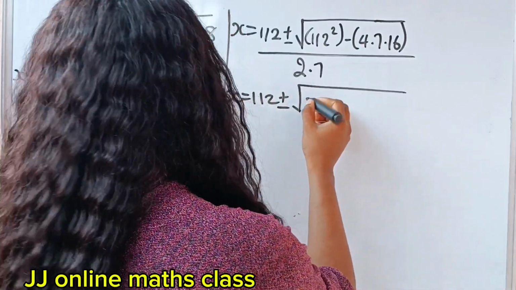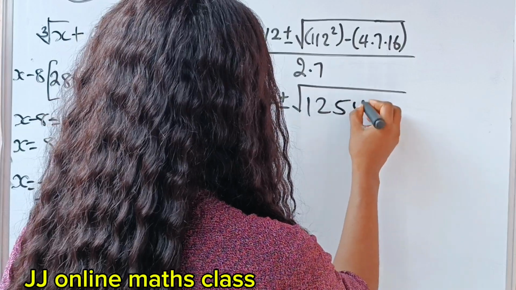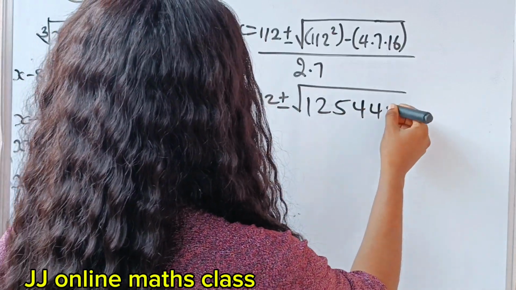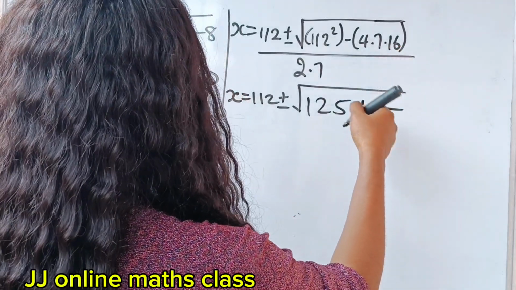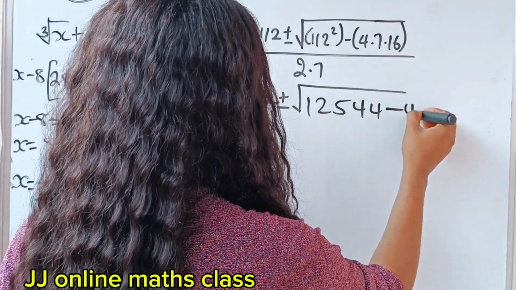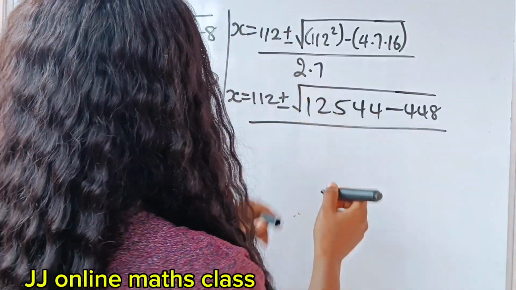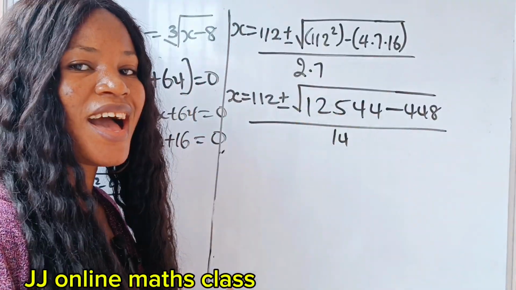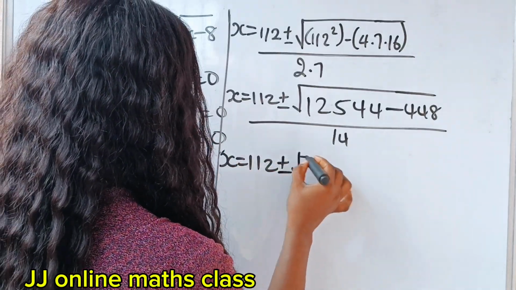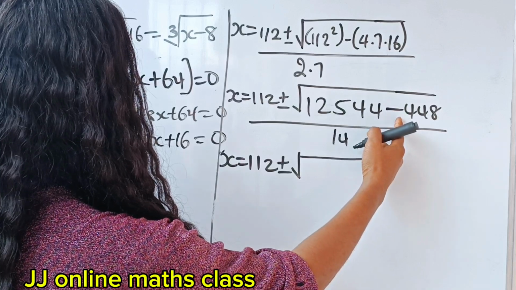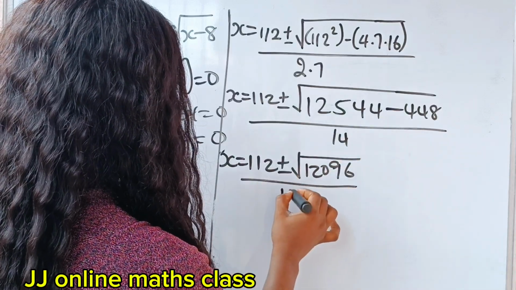So we got 12,544. Okay, so this is what we got, minus, now 4 times 7 times 16 will give us 448, right? Divided by 2 times this, which is 14. So let's continue. That means x is equal to 112 plus or minus square root of this minus this, which will give us 12,096, divided by 14.